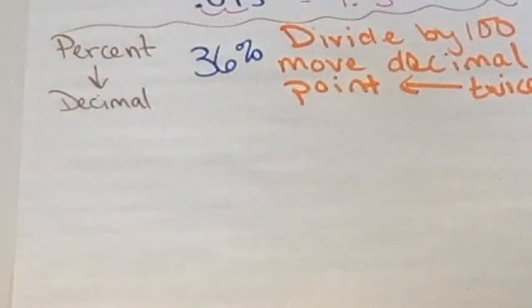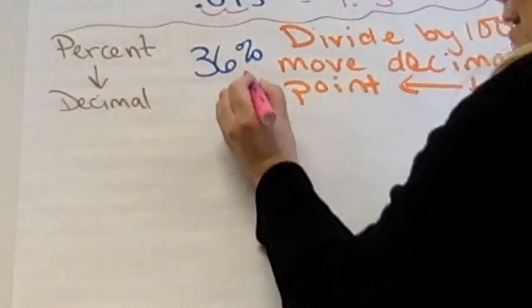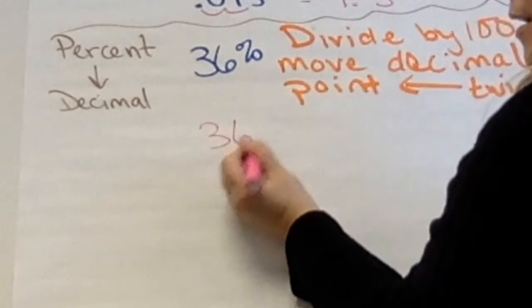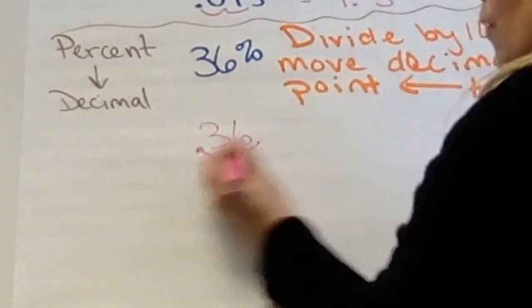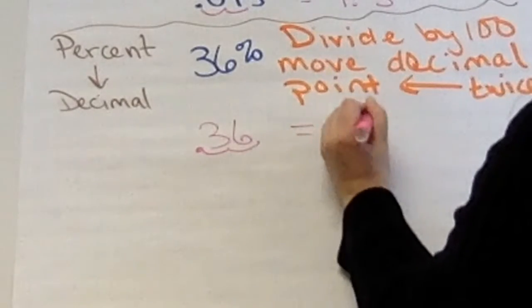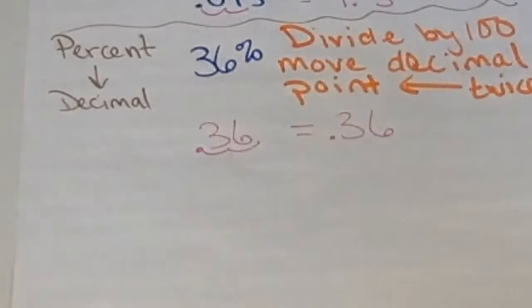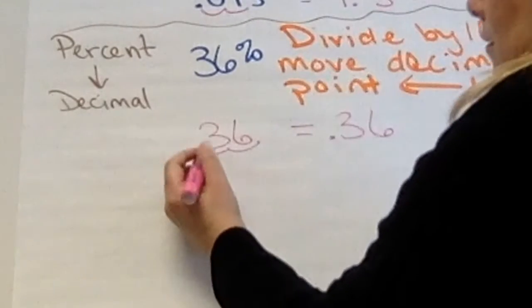So we've got 36%. Again, where's the decimal point in that number if I don't see it? Right after the first place value. Yeah, it's right here. So if I move that to the left, it's going to go right there. So that's going to equal 36 hundredths.